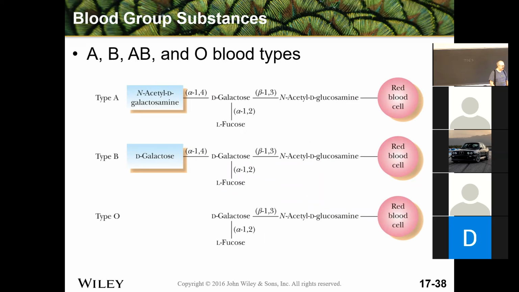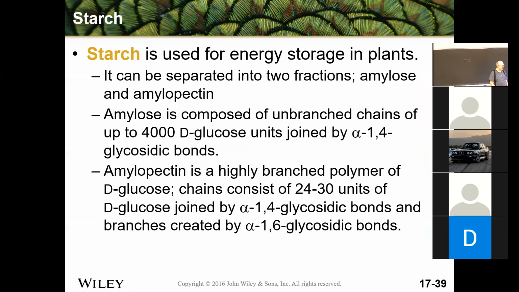Okay, so here's the difference in blood types. It's a matter of what carbohydrates are bound to the surface. So type A has N-acetyl-D-galactosamine bonded to it. Type B has D-galactose, and type O lacks these carbohydrates.